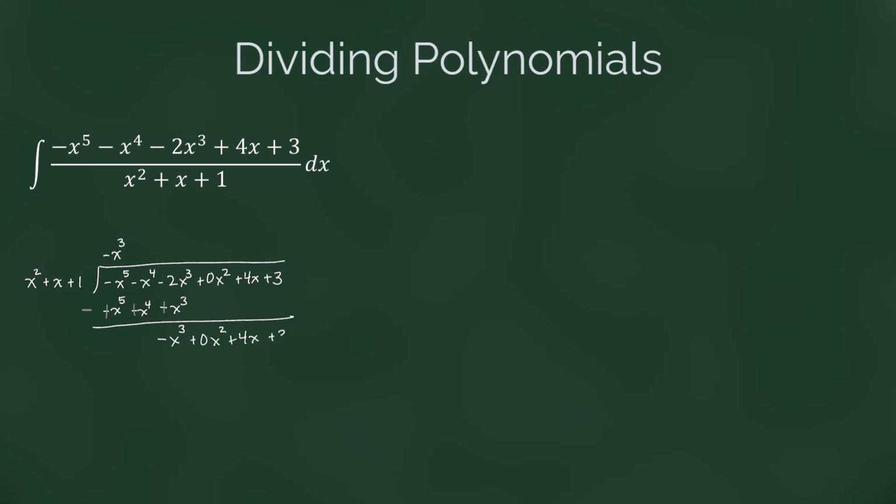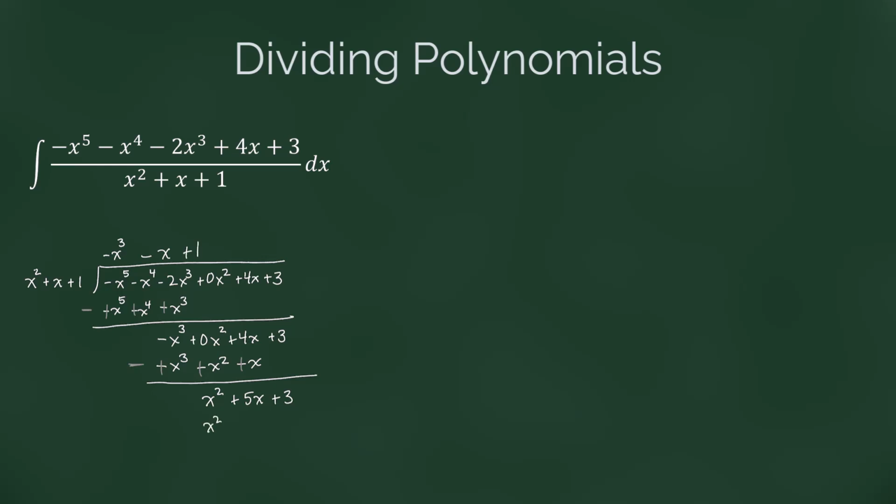Then we bring down the 0x squared plus 4x plus 3. And we'll divide again. Negative x cubed by x squared gives us negative x. Multiplying again, we have negative x cubed minus x squared minus x. Subtracting everything, we'll add and change our signs. That's going to give us x squared plus 5x plus 3.